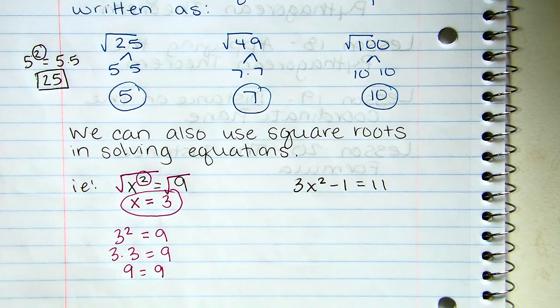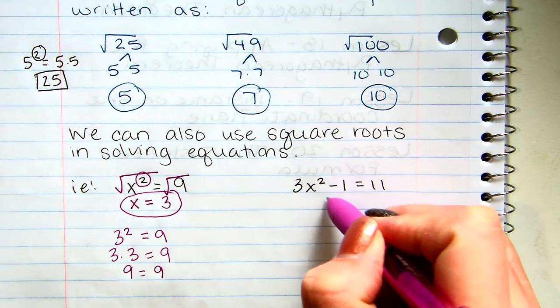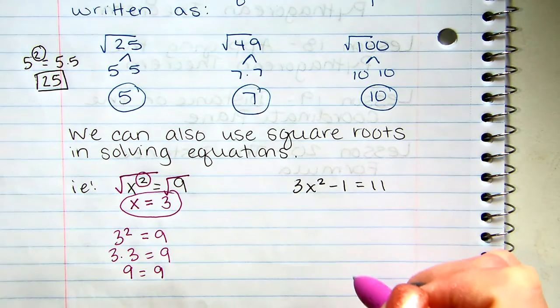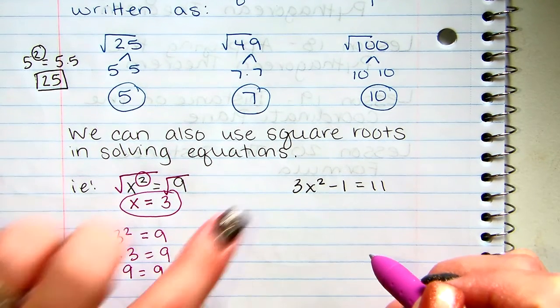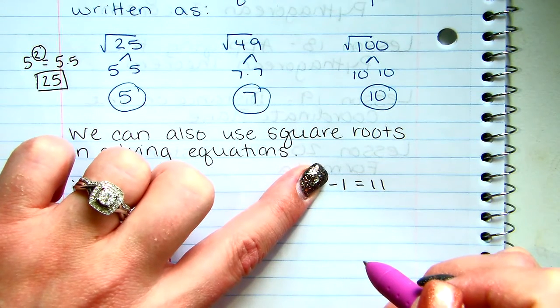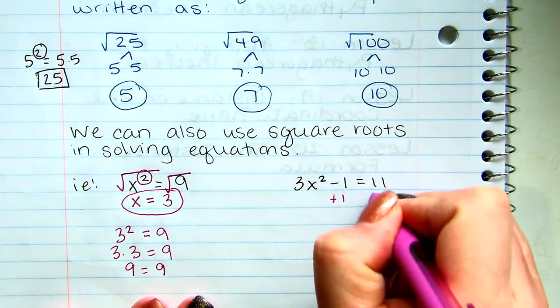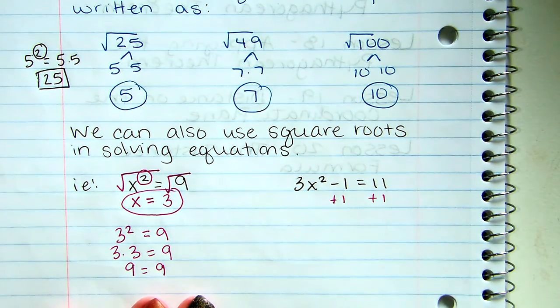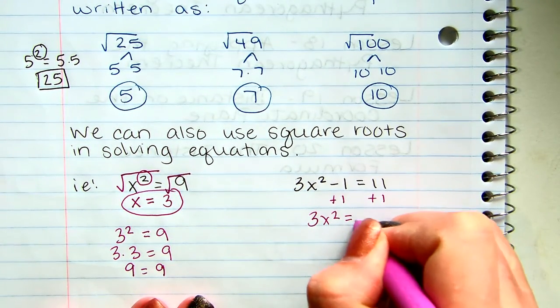In our other problem, we are going to use the same steps we would in two-step equations. We're first going to begin in the 3x squared minus 1 equals 11 by getting rid of that negative 1. And once again, we know it's a negative because if we cover up the parts in front of it, we're left with minus 1. So from here, I'm going to add 1 to both sides. That will leave me with 3x squared equals 12.